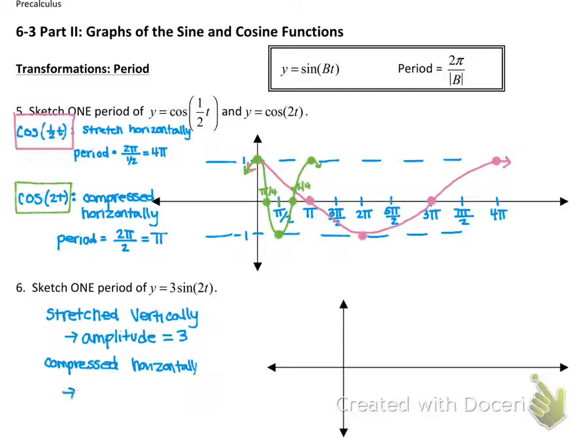So that means that we need to figure out that our period is equal to 2 pi over that b value, which is 2. So we have pi. Okay, so 2 things being done: stretch vertically and compress horizontally. So the first thing I'm going to do is label my amplitude. So I'm going to be up at 3 and down at -3.